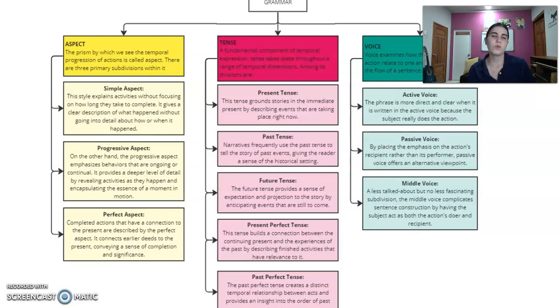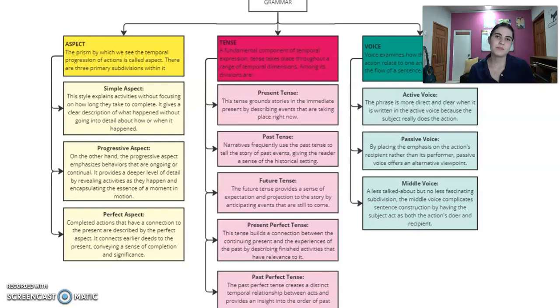This tense builds a connection between the continued present and the experience of the past by describing finished activity that has relevance to the present. That means, in other words, the present perfect describes an action that we started doing in the past and we're still doing in the present. So there are actions that we haven't finished yet.